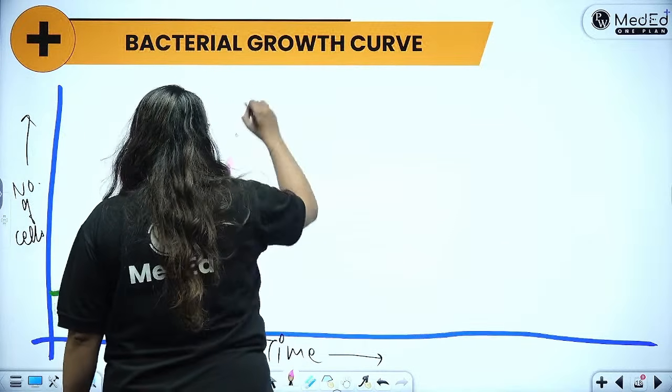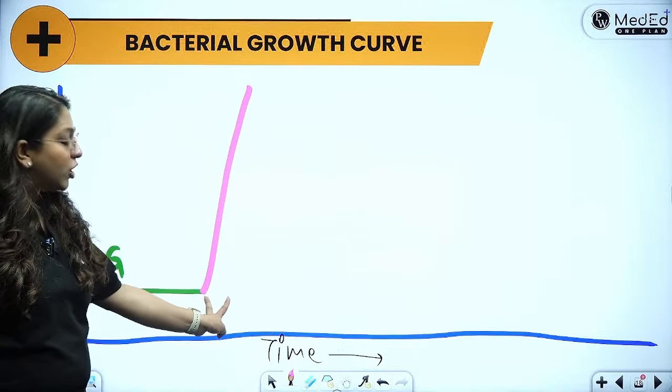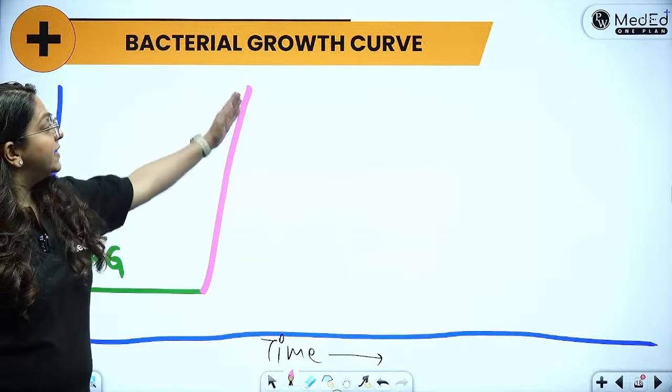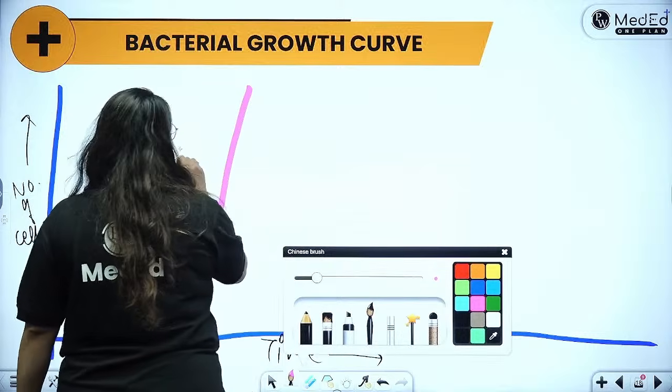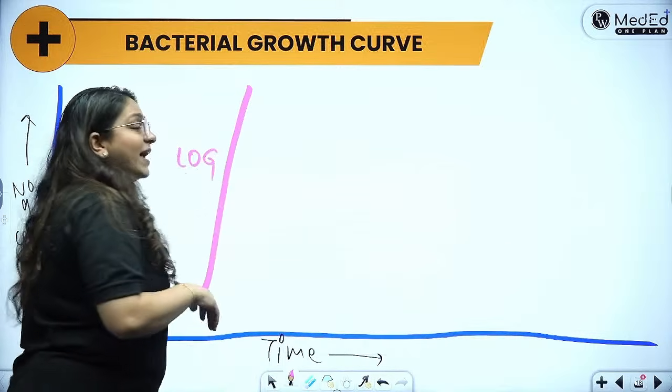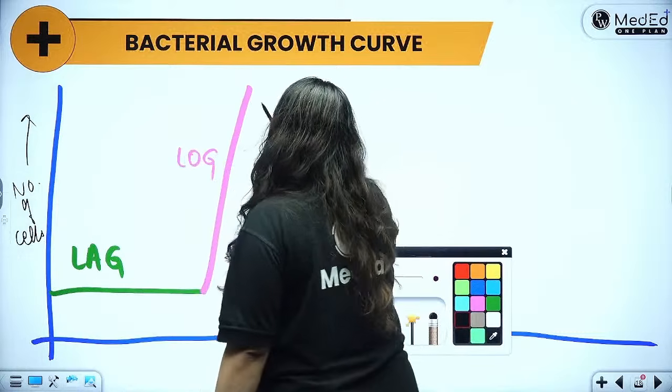Then you have the log phase in which there is exponential cell division. So you can see that in a very, very short amount of time, the number of bacteria has increased exponentially. So that is the log phase wherein there is extreme cell division and a very, very high number of bacteria are produced. Then finally, you have the stationary phase.